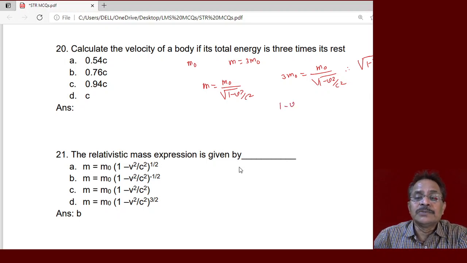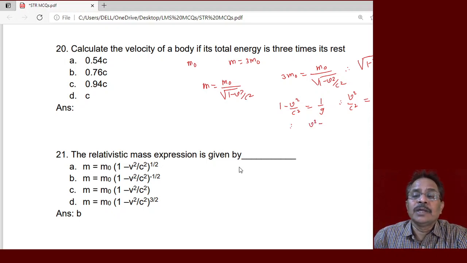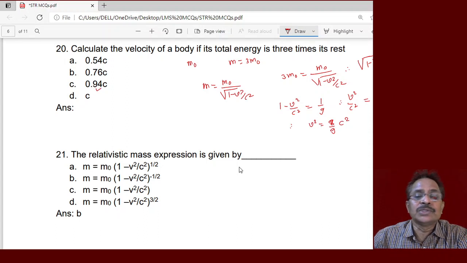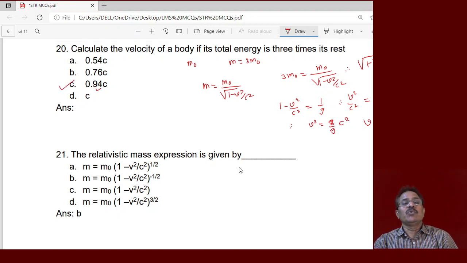Then 1 minus v square upon c square is equal to 1 upon 9, or v square upon c square is equal to 1 minus 1 upon 9. See the signs, how the sign changes. So it is 9 minus 1 upon 9, that is 8 upon 9. That is how we go for this calculation. That is v square is equal to 8 upon 9 times c square, and the square root of 8 upon 9 is approximately 0.94, and therefore v is equal to 0.94 times c, and therefore the correct answer of this question number 20 is C, 0.94 times c.